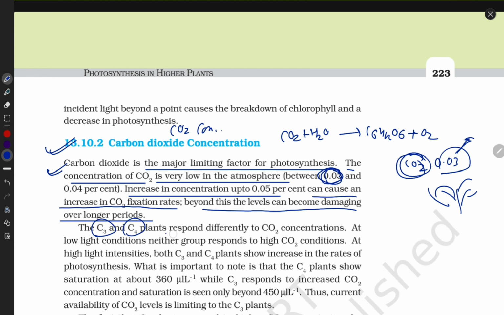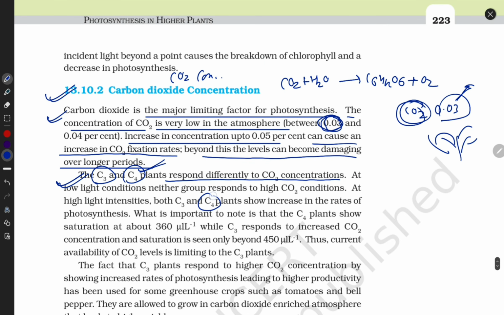The C3 and C4 plants respond differently to CO2 concentration. C4 is easily saturated. Why do they easily saturate, guys? What is the reason? Because they have high affinity for CO2, so a small amount of CO2 is enough for them. But C3 plants need more CO2 for more photosynthesis. So that is the difference.